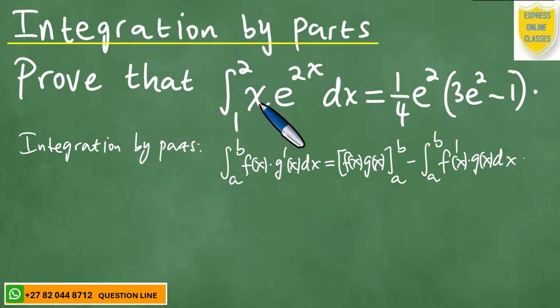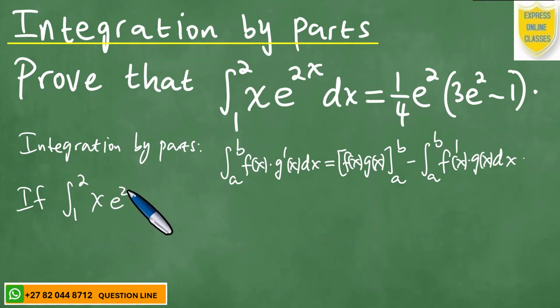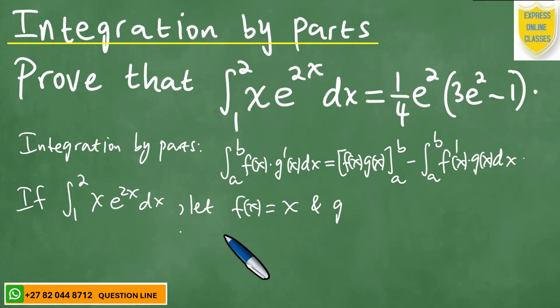In view of this particular question, we need to take note that we have the integral from 1 to 2 of x times e to the power 2x dx. What we do then is we let f(x) be x. And now you're going to have g', because next to the f is g'(x). So g'(x) is going to be e to the power 2x.